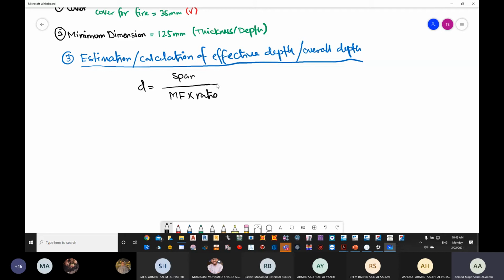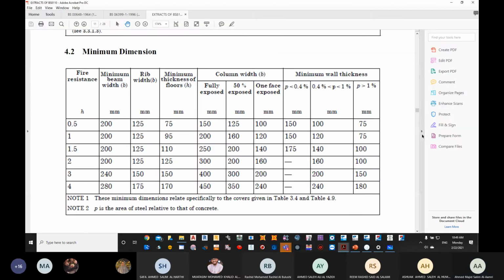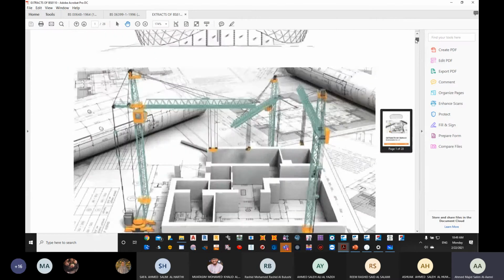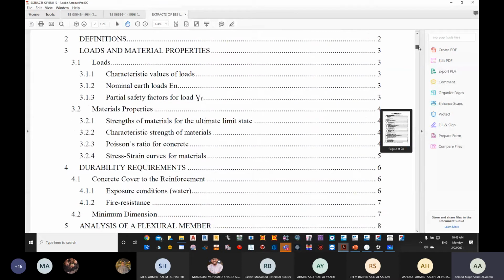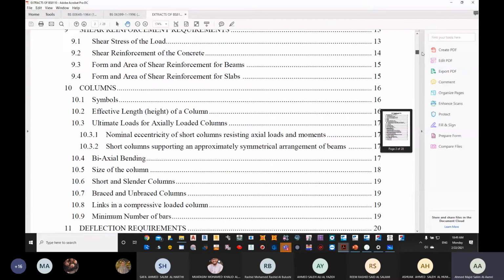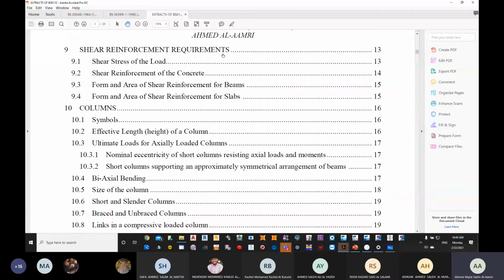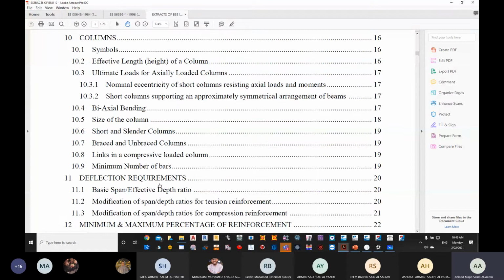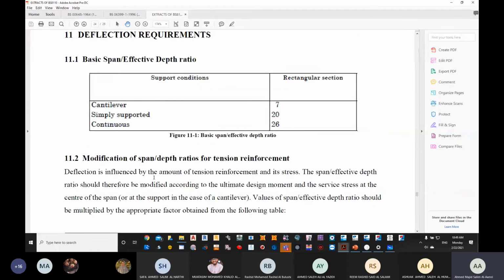I need to take the deflection more seriously than the other failures. So when I go to the code, I'm going to go and check for the deflection. Different things are there, like we have shear, bending. We have shown it already. There is a deflection. Now in the deflection requirement, you have something called basic span by effective depth ratio.